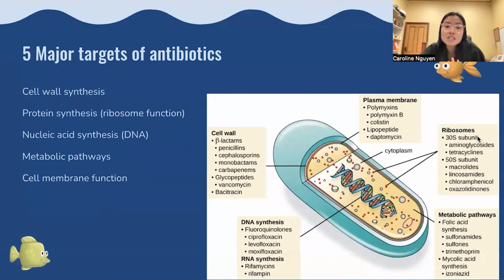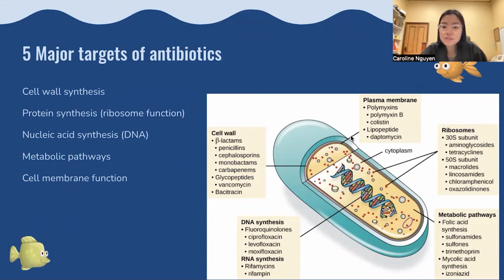So there are 5 major targets of antibiotics, and you will need to know them. You'll need to know them because later when May talks about the drugs, by the end of this week, you should have a general gist of what the main kinds of drugs do and what they target.